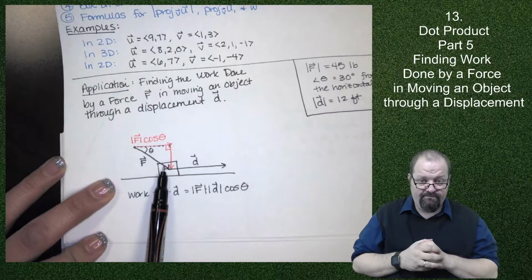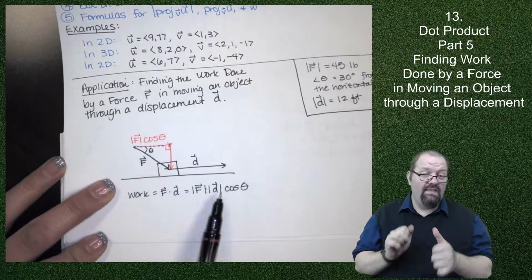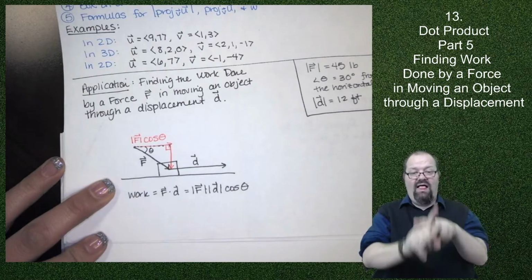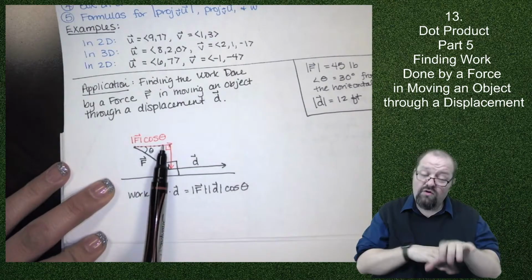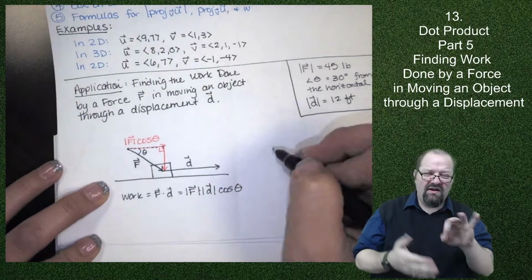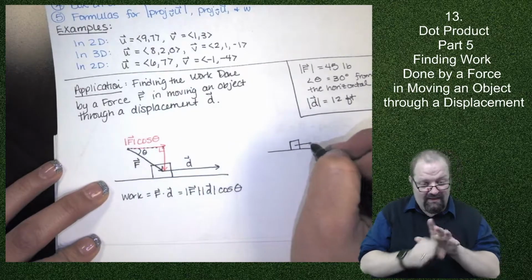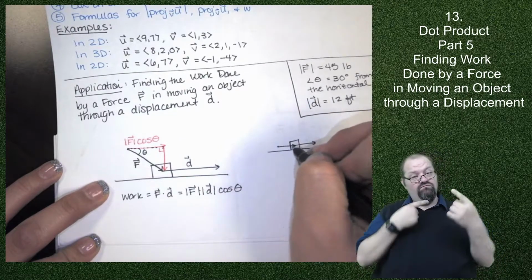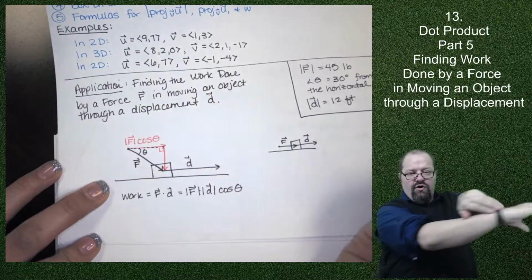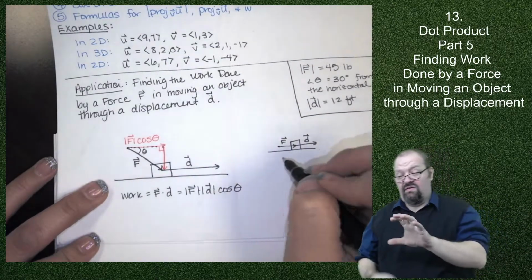So this, of course, is not the most efficient way to do this. If I'm applying 50 pounds of force at this angle, I mean, I could do that, but only part of that 50 pounds is actually pushing. If I want to be as efficient as possible, I'm going to apply my force here. I'm going to get behind the box so that the force and the displacement are pointing in the same direction.